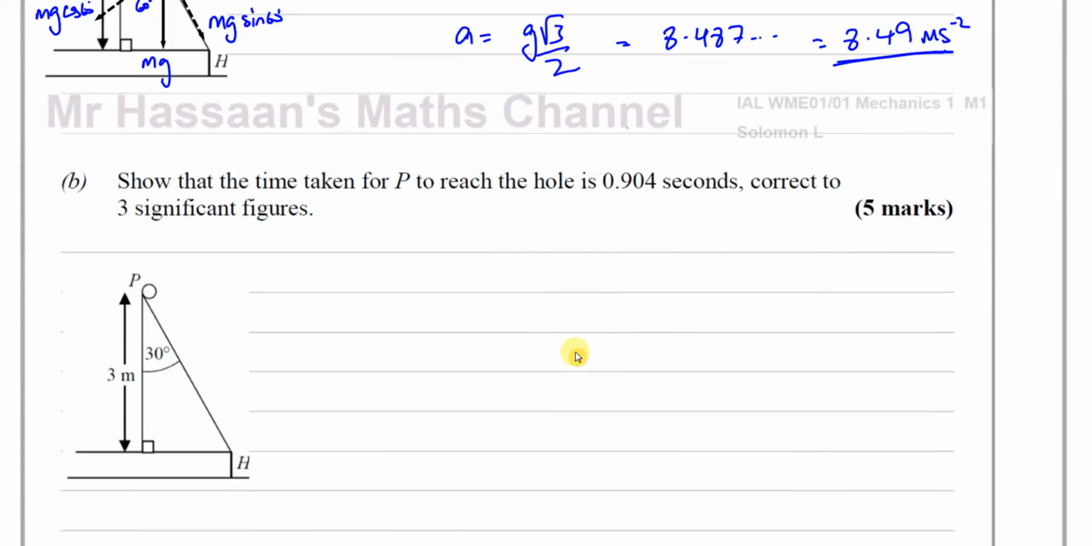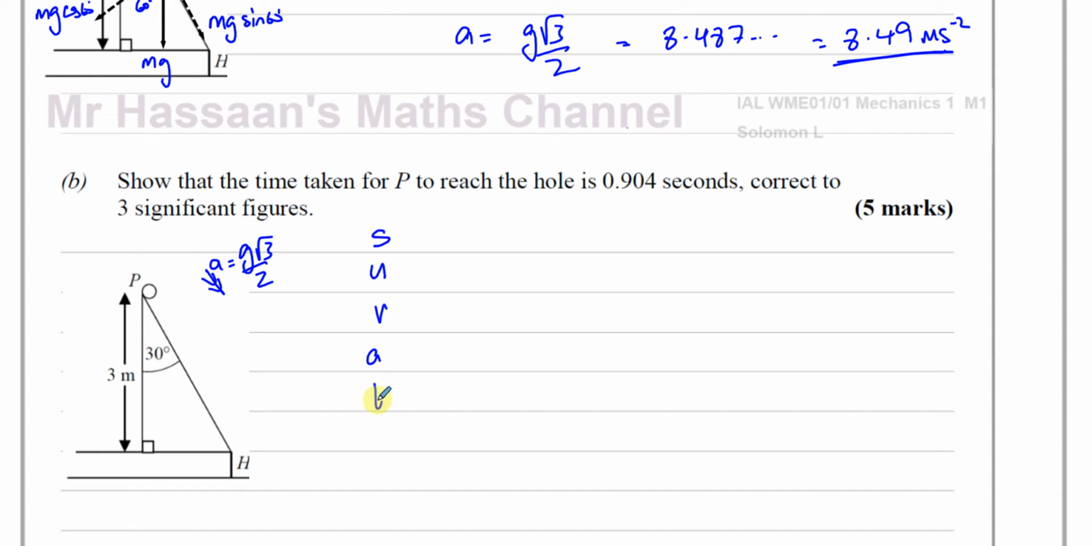It says show that the time taken for P to reach the hole is 0.904 seconds, correct to 3 significant figures. So what we're going to do here, we know that it's accelerating down the plane, and the acceleration is given by, in exact form, g root 3 over 2. That's the acceleration going down the plane, right? It's constant acceleration. So we can use the Suvat equations.